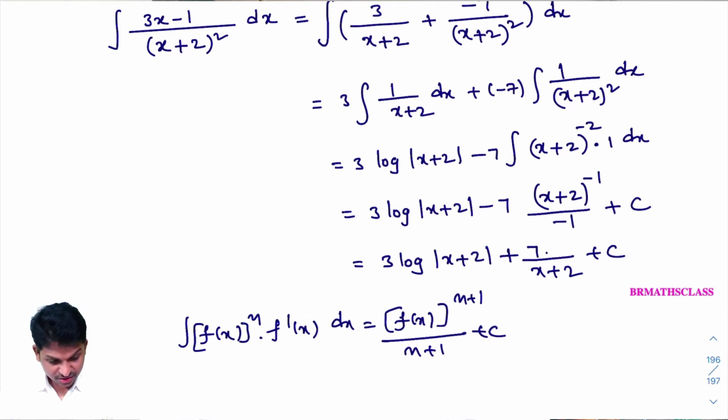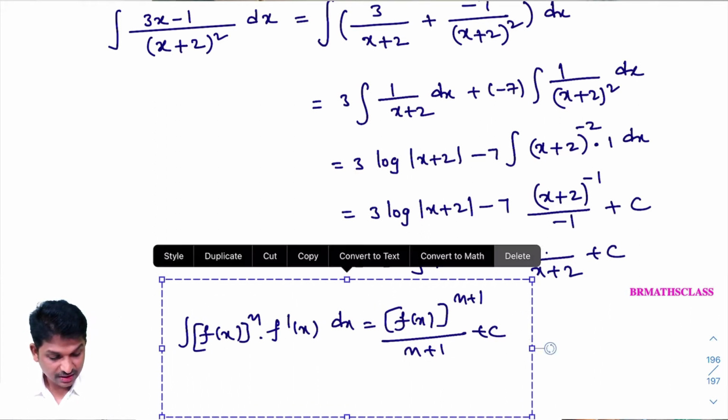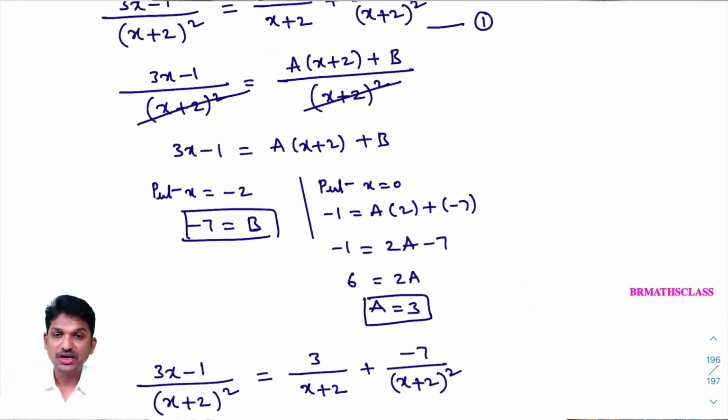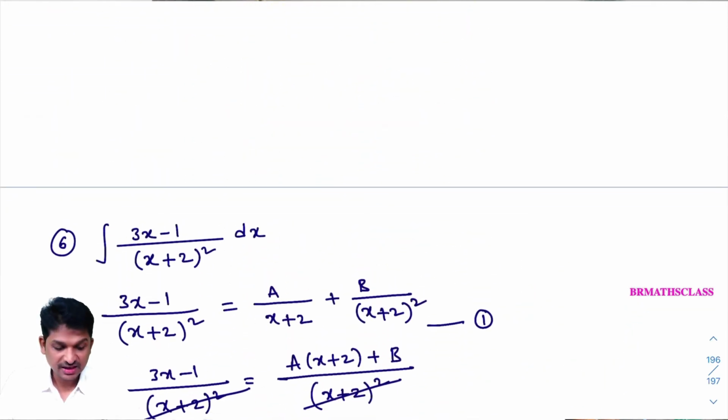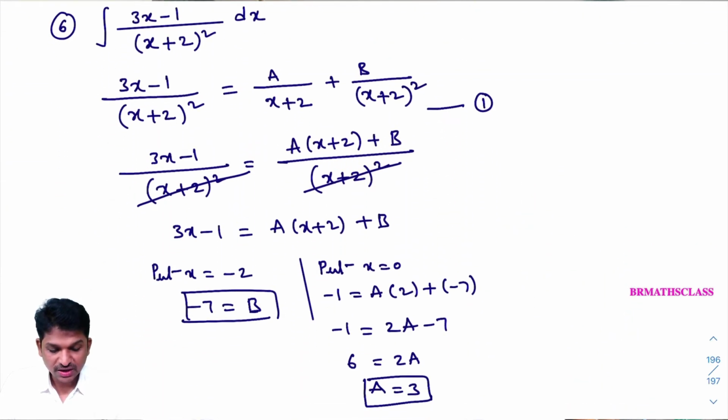3 log mod x plus 2 plus 7 divided by x plus 2 plus... yes, we got the textbook answer. Listen, what happened here actually? First thing, by seeing the question, you need to understand this is type 2. What is type 2? Is it a proper rational function or not? Degree of numerator is less than degree of denominator. Yes, it is a proper rational function.